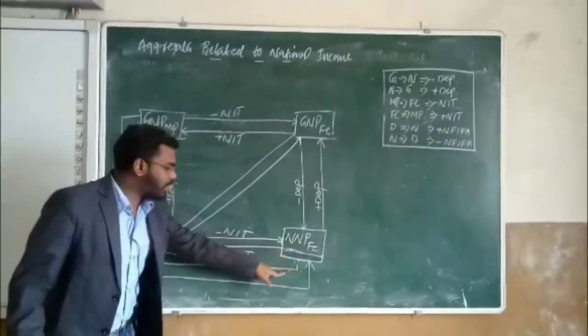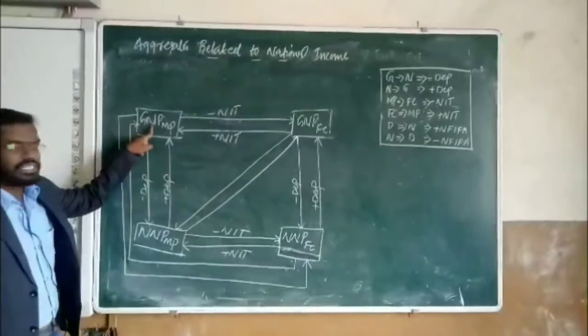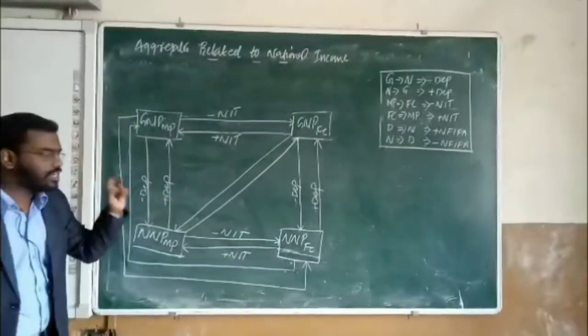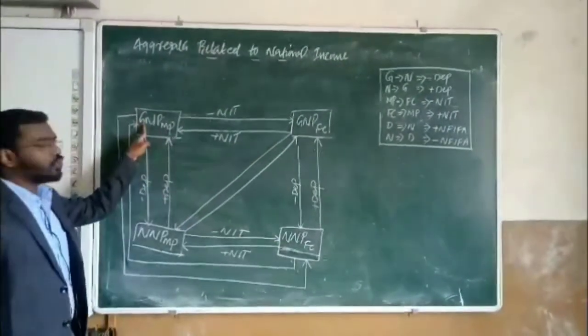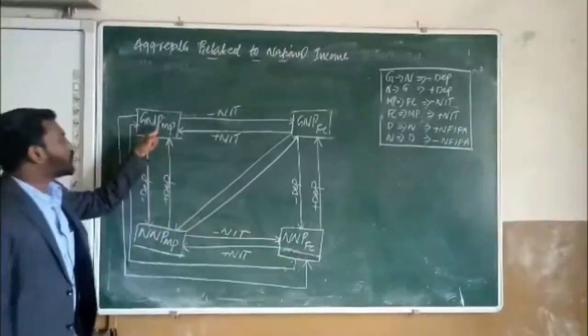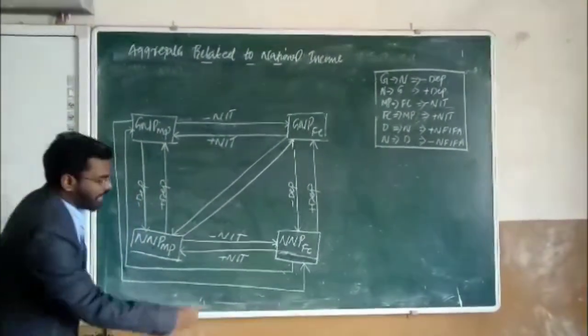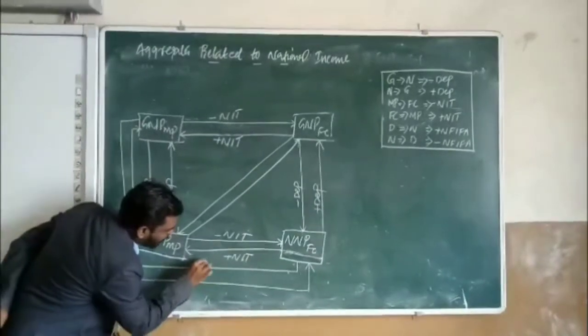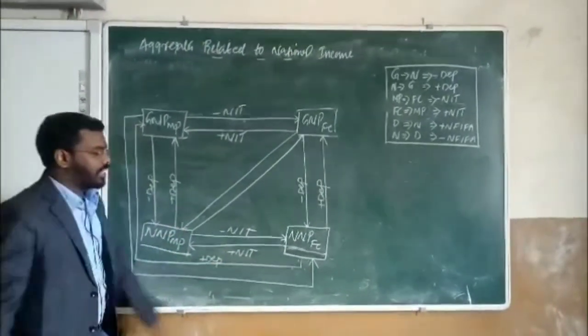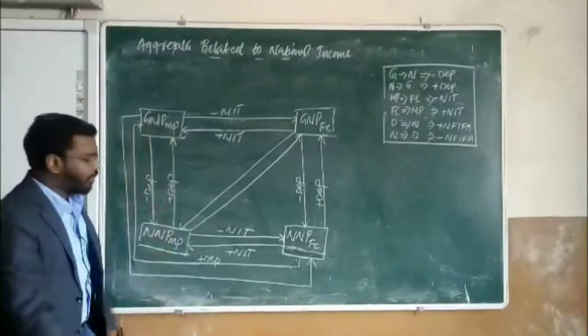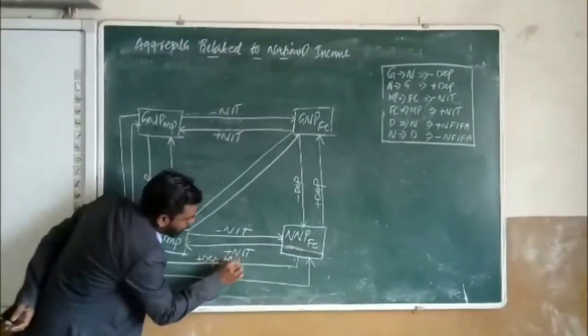Then FC into MP, plus NIT. Next one, NNPFC into GNPMP. Two concepts are changed. N is changed into G and FC is changed into MP. So how can we convert N into G? By adding depreciation. Next one, FC into MP by adding NIT.